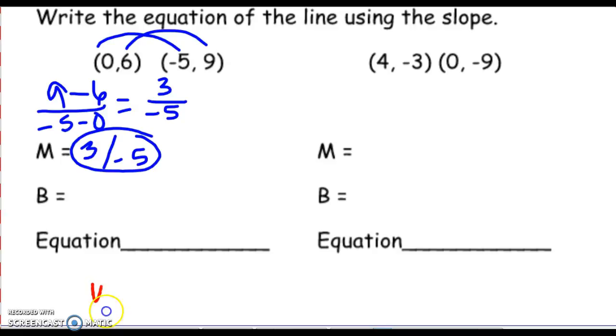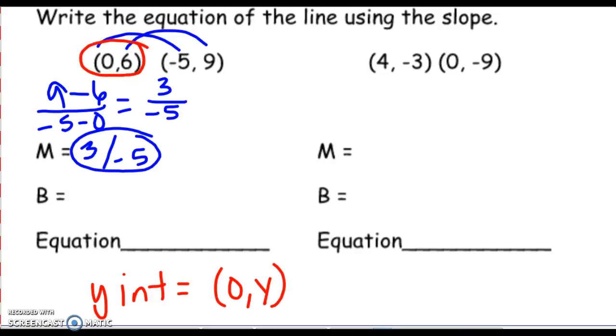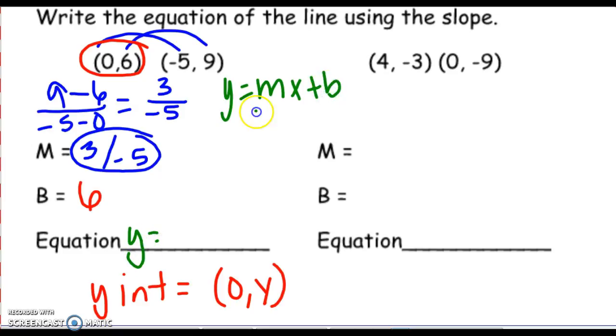What I know about my y-intercept is that if I have a y-intercept, it would be 0, y, because that is where it crosses the y-axis. And luckily I have one of those in my points. So in this case, that number is going to be 6. Now all I have to do is plug it into y equals mx plus b form, where y stays constant, equals m, which would be my negative 3/5, x stays constant, and then I've got plus 6. Since the 6 is positive, it becomes a plus 6.